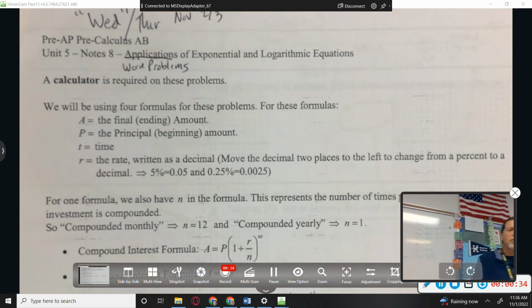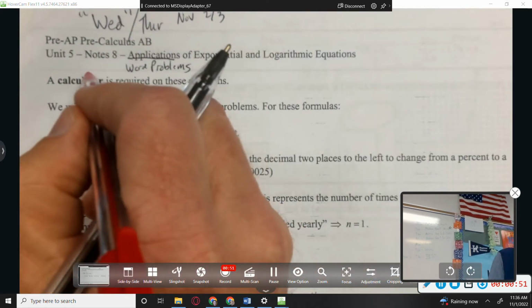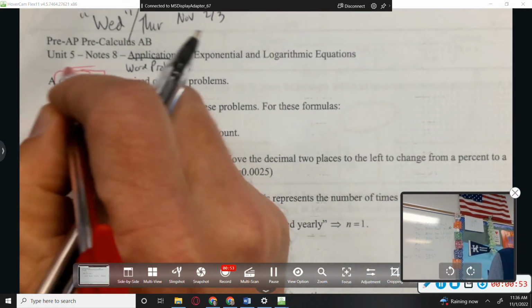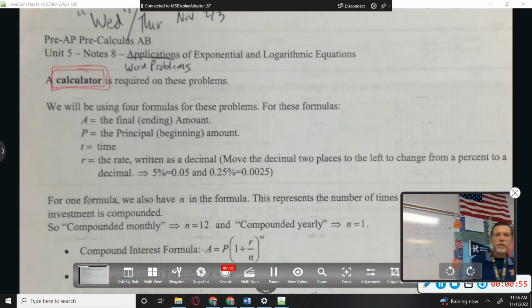And that's why you have provided notes, because it's a pain to write down a long word problem. You spend all your time copying the problem down rather than trying to figure out what's going on. A calculator is required on these problems. So that means the test will have a part calculator and part no calculator.